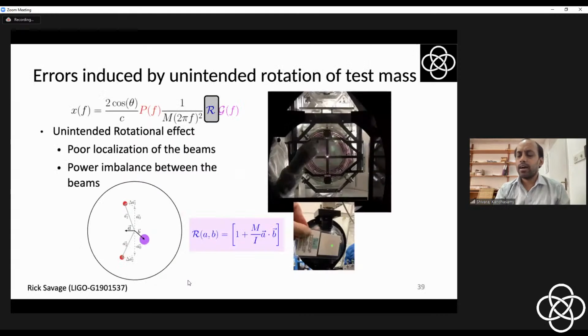There are a couple of issues even in this calibration process, like how we do the calibration using the photon calibrator. We are applying laser light on the mirror, and that can produce rotation instead of just a translation. It can also produce rotation, which is unwanted. That will affect how much the length changes, so we need to correct for that. Those corrections happen here.